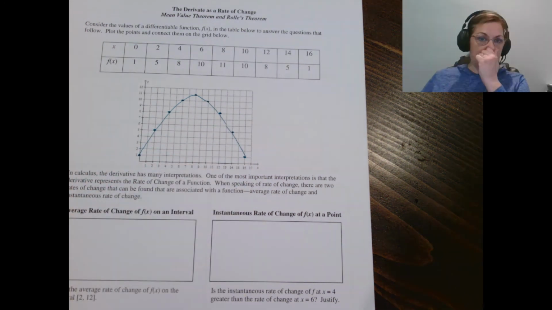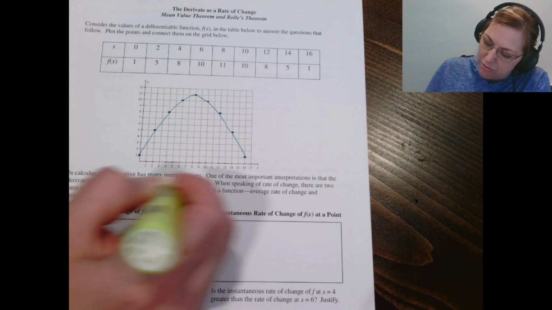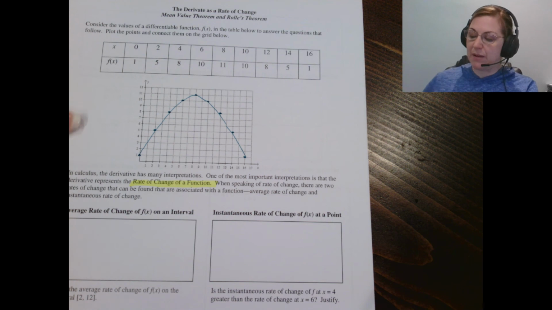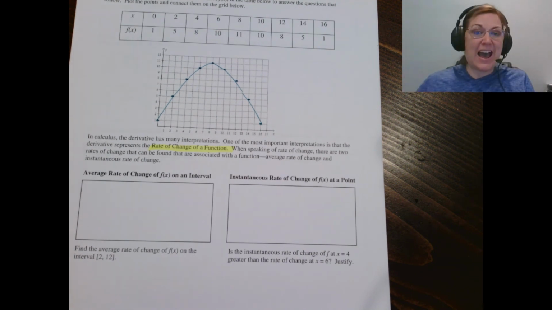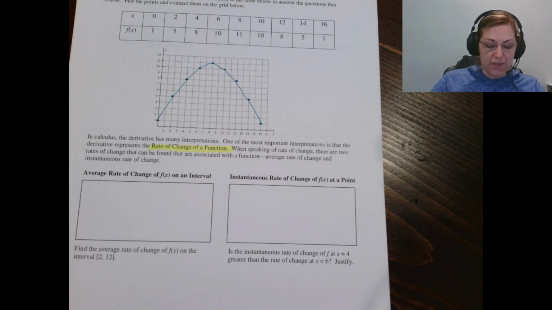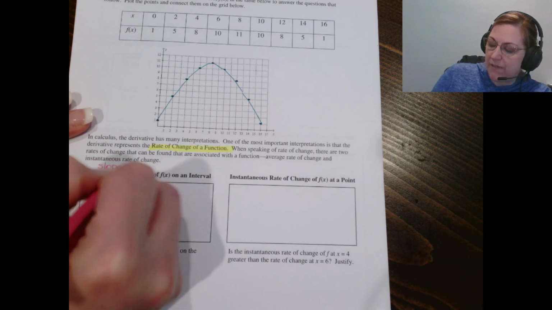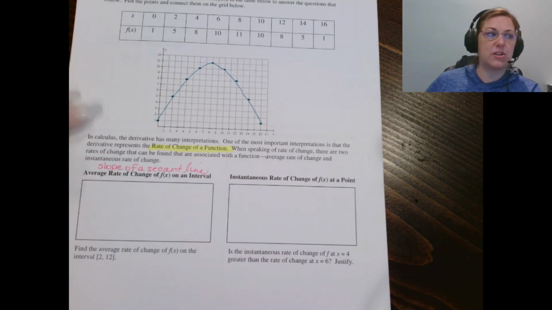Okay, so remember that the derivative has many, many applications. One of them that is the most important is that the derivative represents the rate of change of a function. So when we look at rates of change of a function, we can talk about the average rate of change on an interval versus the instantaneous rate of change. So if we're looking for the average rate of change for any particular function, then we would look for the slope of a secant line.